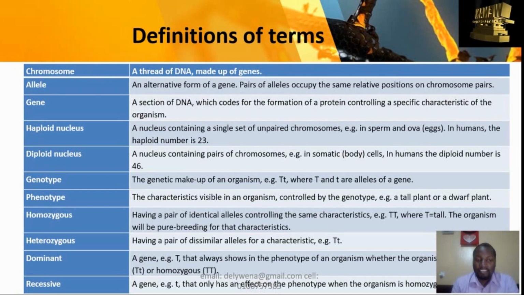Then heterozygous, having a pair of dissimilar alleles for a characteristic, e.g. capital T, small t. Dominant, we shall use dominant too. That's a gene, for example the capital T, that always shows up in the phenotype of an organism, whether the organism is heterozygous or homozygous. But a recessive, the last one, is a gene, e.g. the small t, that only has an effect on the phenotype when the organism is in homozygous state.